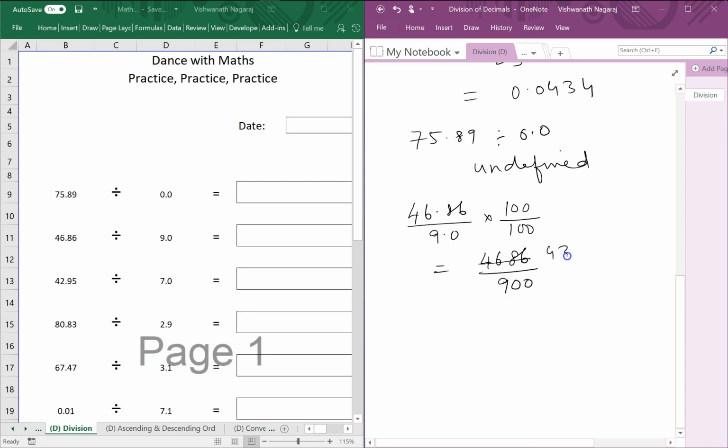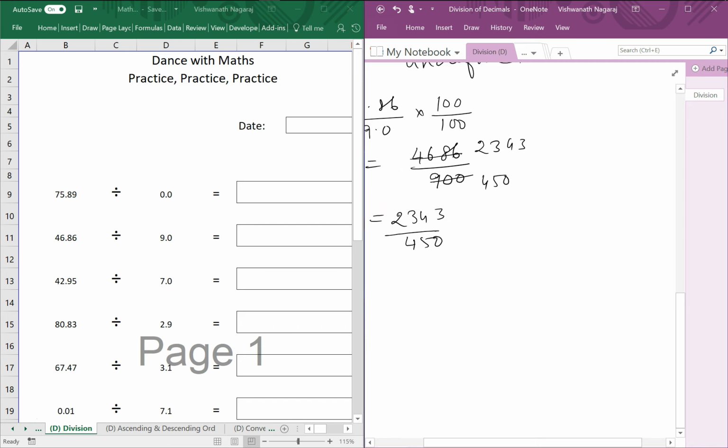2 4s are 8, 2 3s are 6, 2 4s, 5 0. Okay, so 4 3 4 3. No, I think I made a mistake here. This is correct. 2 2s are 4, so this should be 2. 2 3 2 2s are 4, 2 3s are 6, 2 4s are 8, 2 3s are 6. So this should be 2343 divided by 450. Now here you'll have to do a long division.